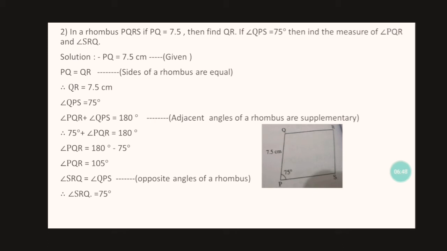Okay. As angle PQR is 105 degree, the measure of angle SRQ is equal to the measure of angle QPS. Angle QPS is 75, so this angle will also be 75. Therefore, the measure of angle SRQ is 75 degree.